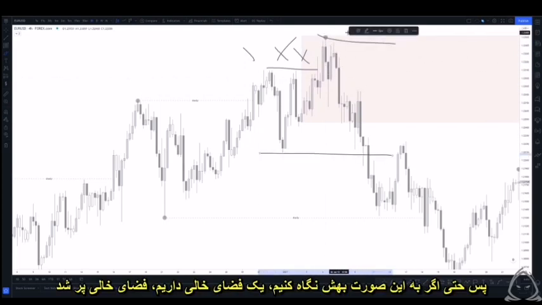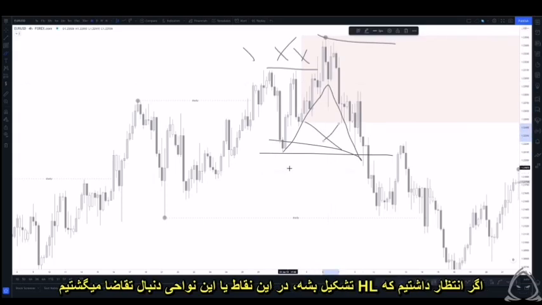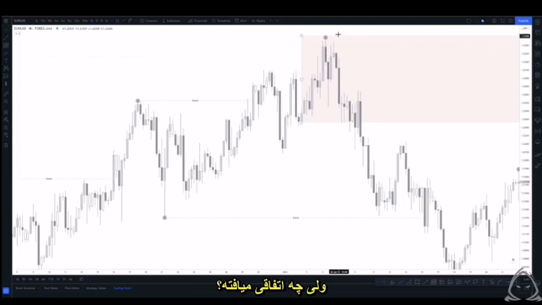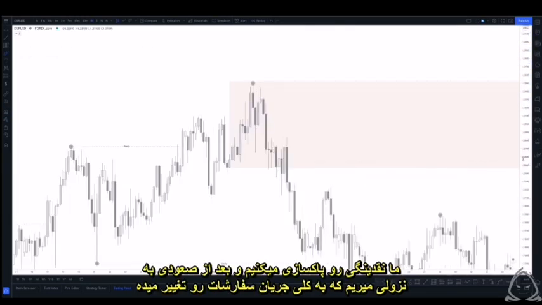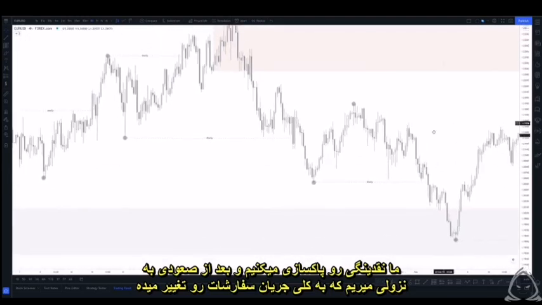So even if we're just looking at that, what ends up happening? We have a void. We fill the void. If we were to expect some sort of higher low to form, we would expect somewhere in this spot or maybe around these areas to look at demand zones. But what ends up happening: we sweep the liquidity and then we shift from bullish to bearish, and then the order flow completely changes.